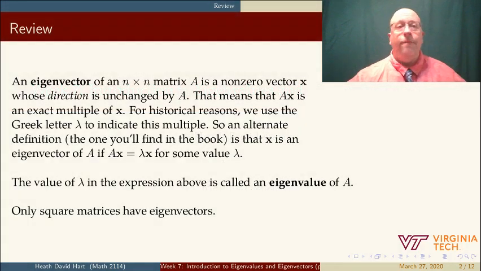We're going to review: an eigenvector of a square matrix A is a non-zero vector whose direction is unchanged when we multiply that vector by A. That means Ax is an exact multiple of x. For historical reasons, we use the Greek letter lambda to indicate this multiple. And so the definition in the book is that x is an eigenvector if A times x equals lambda times x for some value lambda. This value lambda is called the eigenvalue. Every eigenvector has an eigenvalue. And only square matrices have these things.